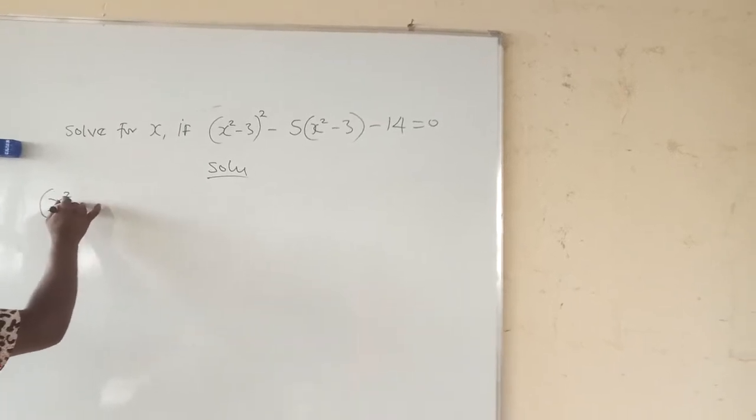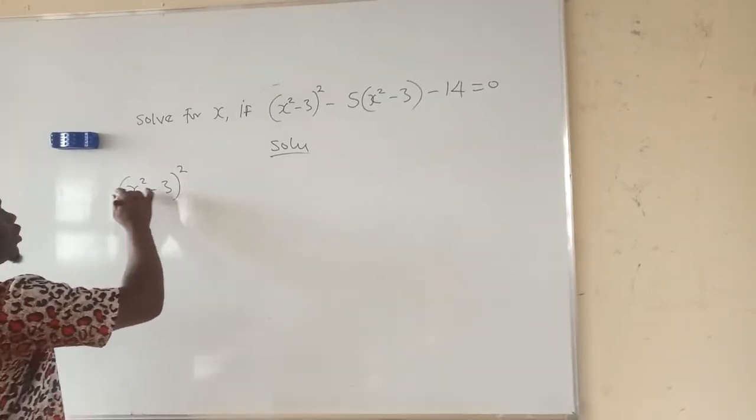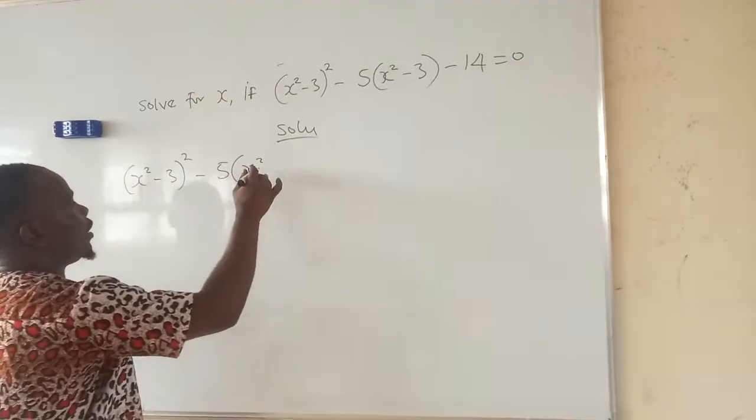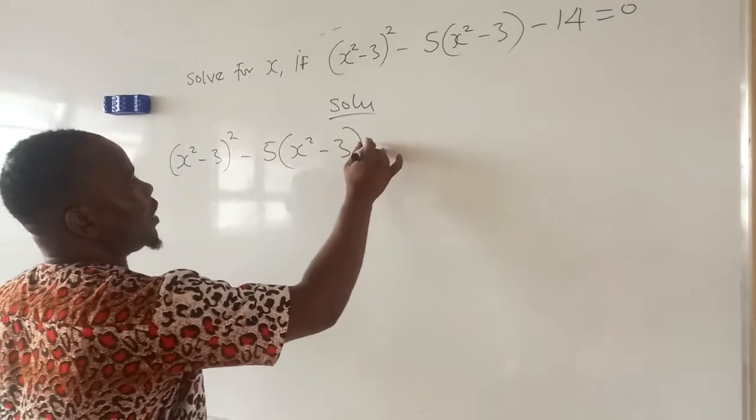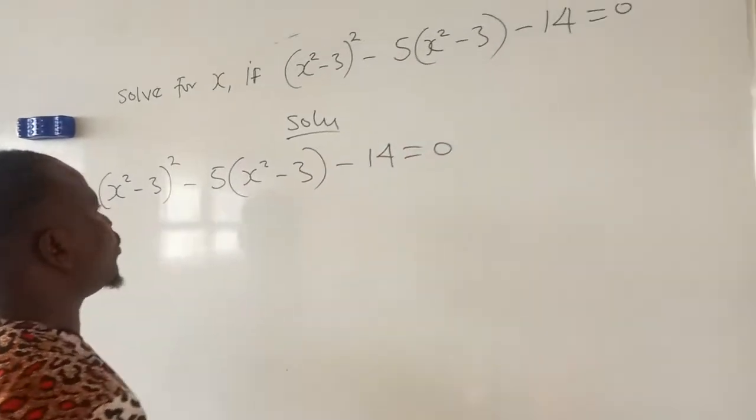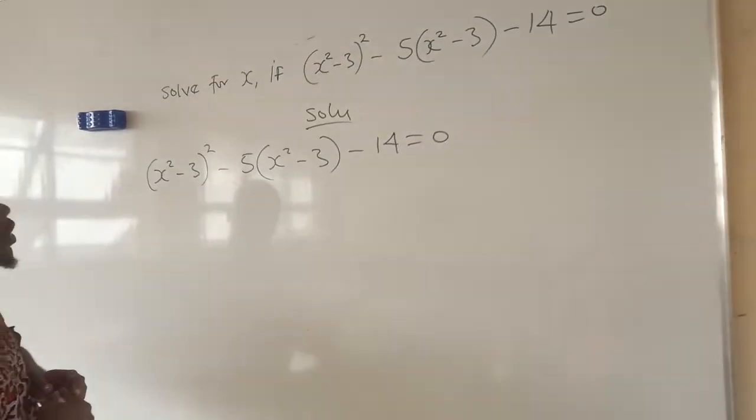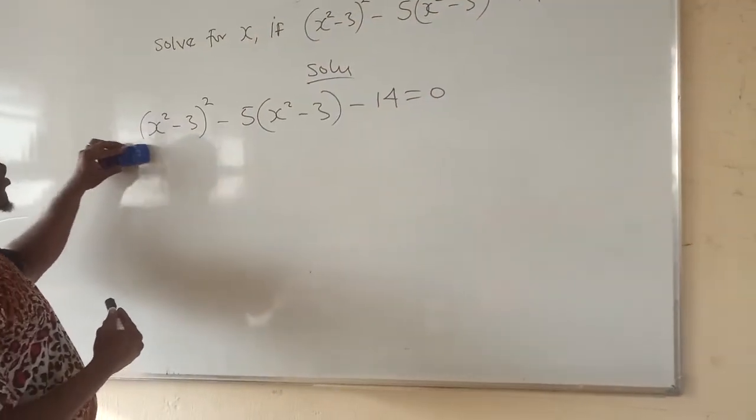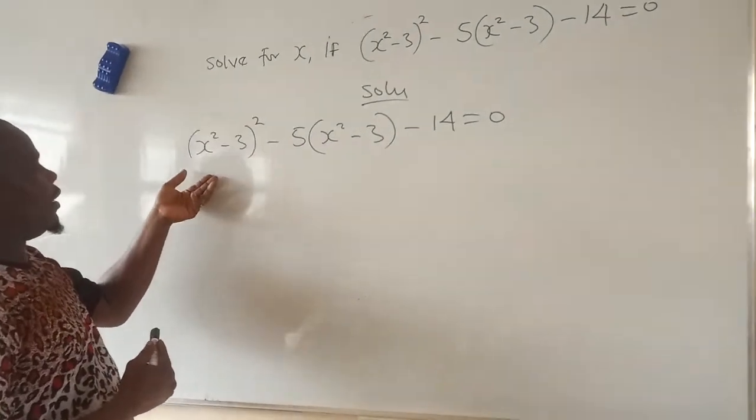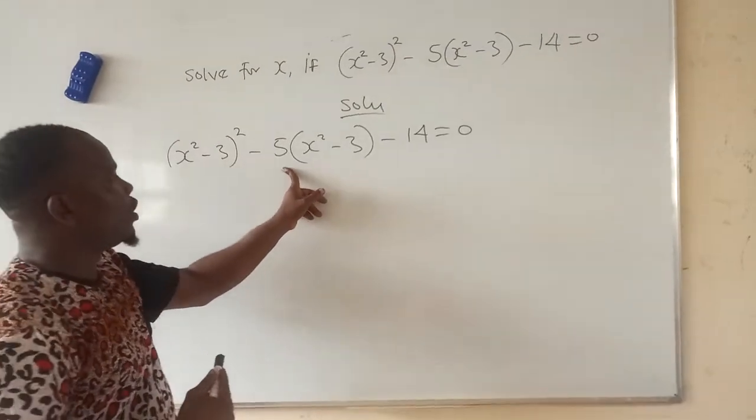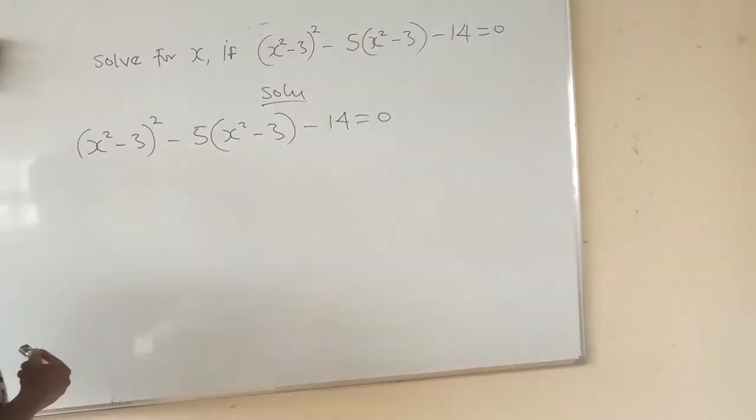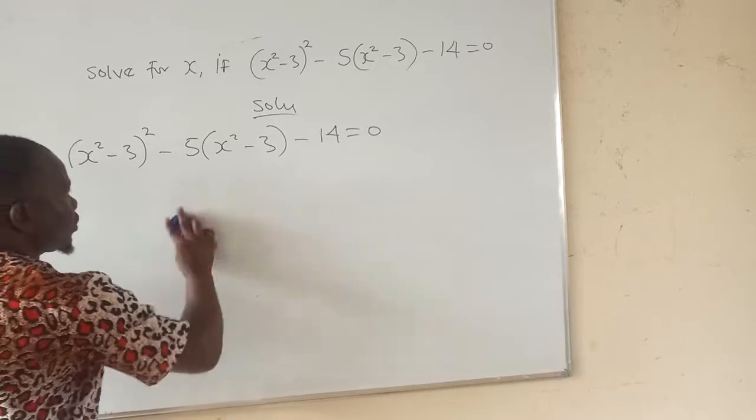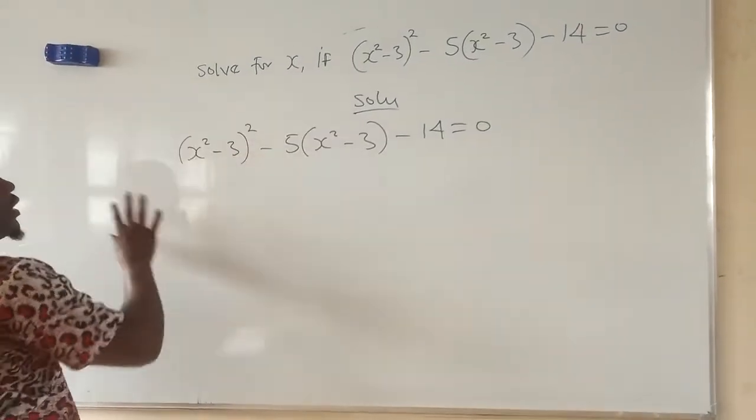(x^2 - 3)^2 - 5(x^2 - 3) - 14 = 0. You know that without anyone telling you, this is an equation that you can reduce to a quadratic equation. Amen? Are you following? We can reduce this equation to a quadratic equation.